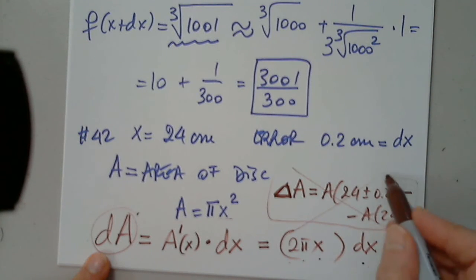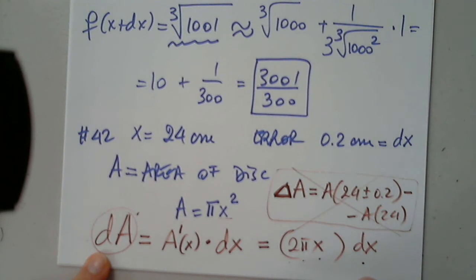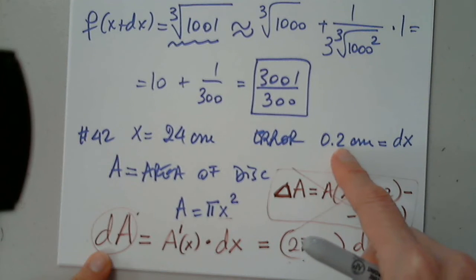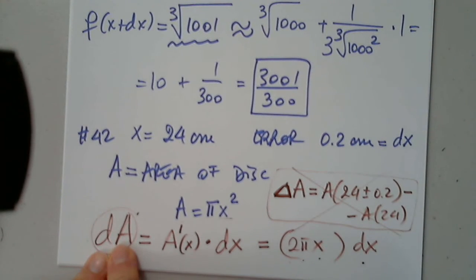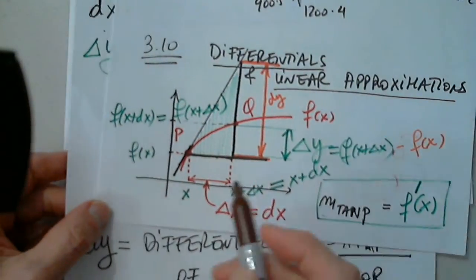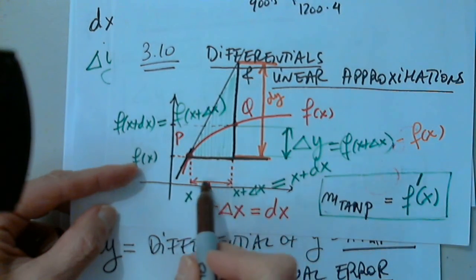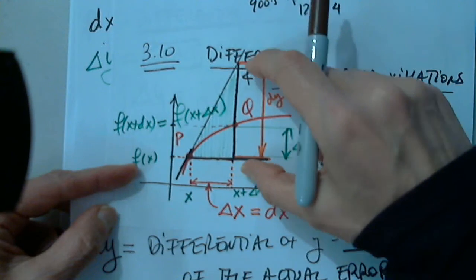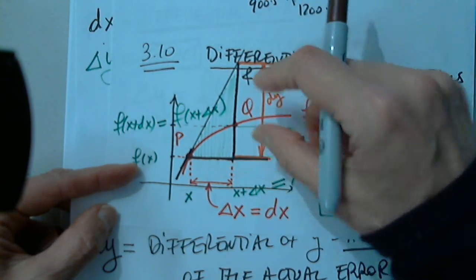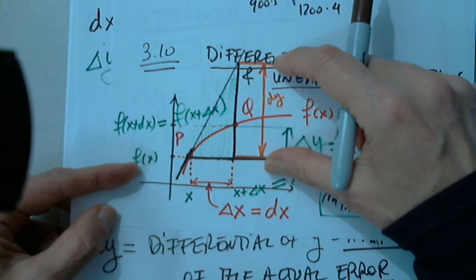This will be the exact. So if there is an error in the radius of 0.2, that will trigger an error in the area. This is what we had at the beginning. The change of 0.2 in x, or the radius, triggers this change in the area. Of course, it's tiny, but I'm showing what it is.